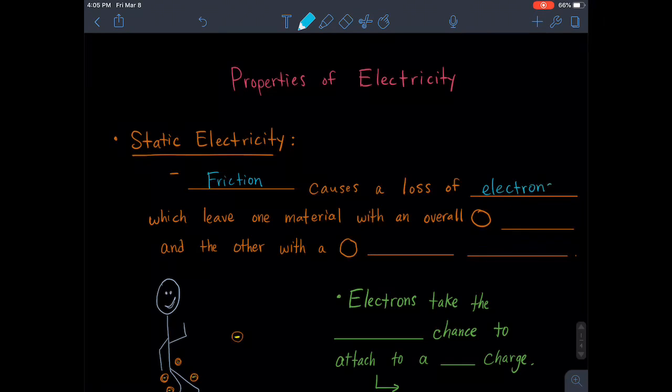Remember those things we talked about in the micromagnetism video? Well, friction causes a loss of those electrons, those negatively charged particles, which leave one material with an overall, well, if the negative leave, it's going to leave that material with an overall positive charge. So say an overall positive charge because the negatives left it. And it went onto the other material, so the other one's going to be left with an overall negative charge.